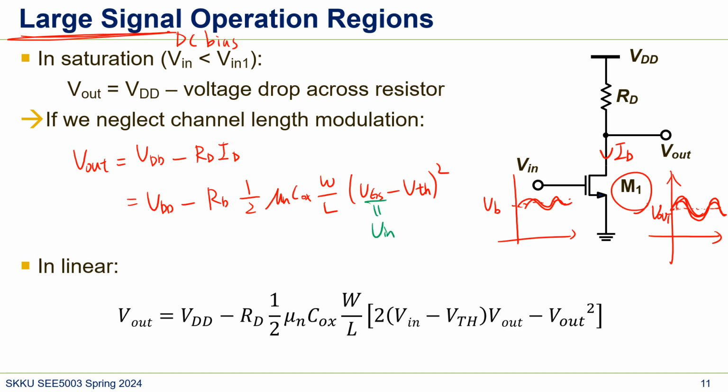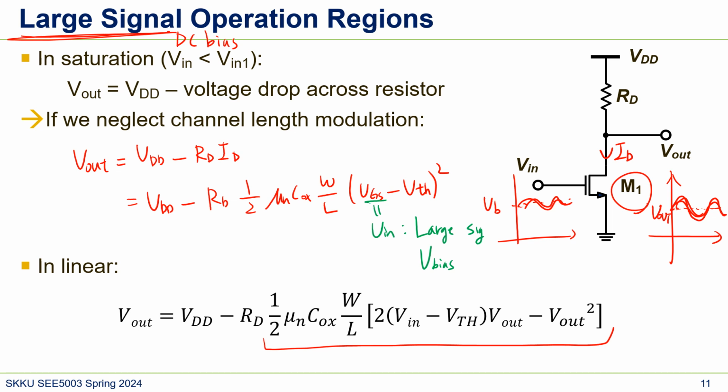V in. This is not small signal input. Okay, this is important. This is large signal, which is V bias, okay? This is not small signal. That's the confusing part. What about in linear region? We also have linear region. Here, things are the same, but we just have a different equation of current.